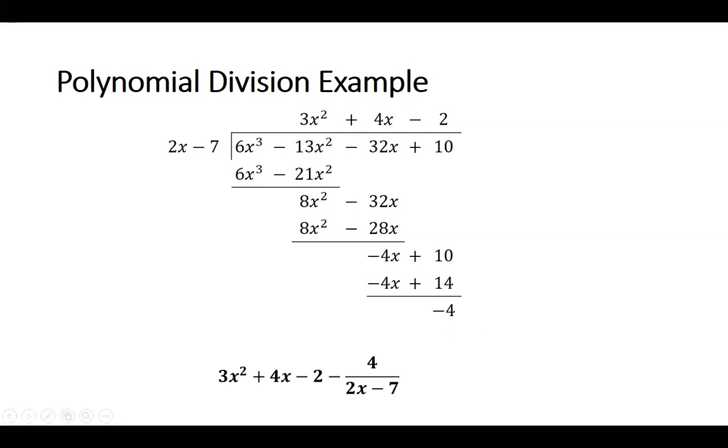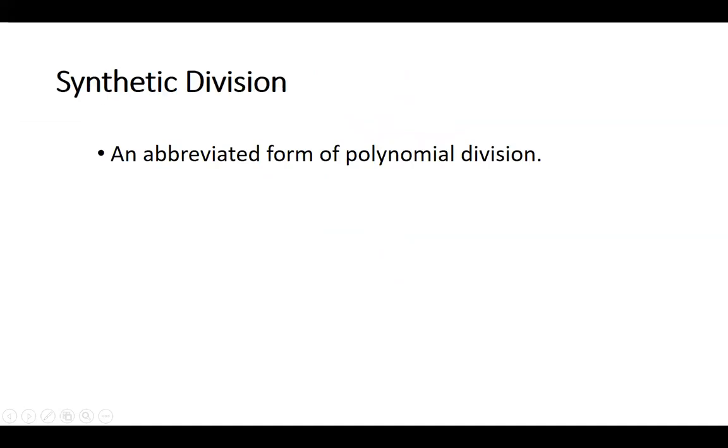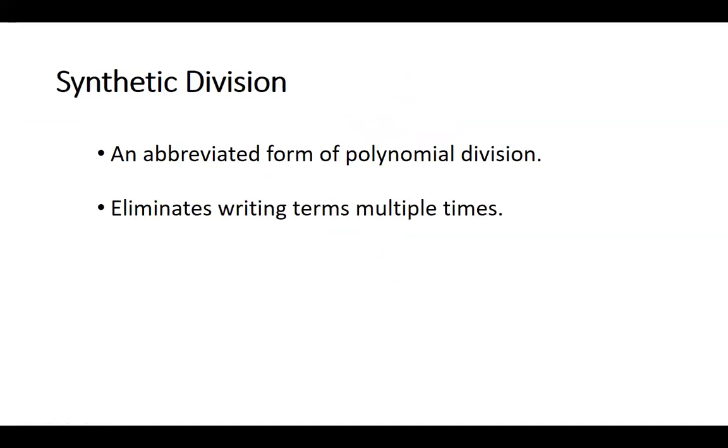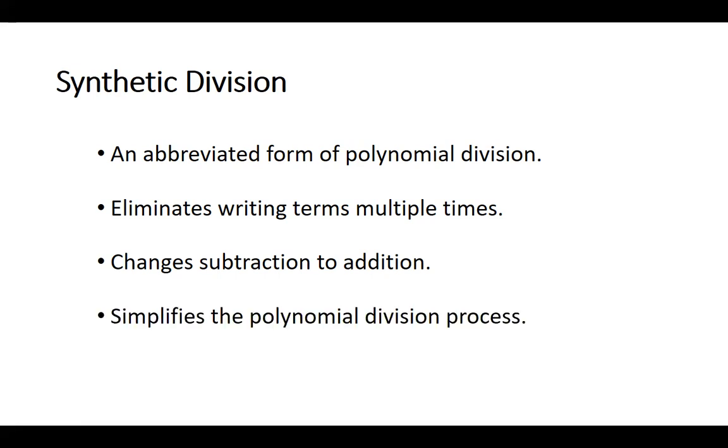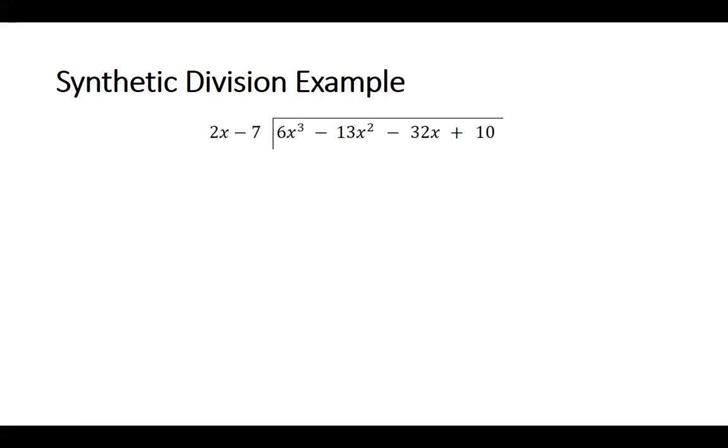So that's what this whole synthetic division process is. We're trying to make it simpler. We eliminate writing terms multiple times and writing those x to the whatever degrees. We change subtraction to addition so that we can add, because it's simpler for us to add. We're less likely to make mistakes, and it just simplifies the whole polynomial division process. So let's see how this works.